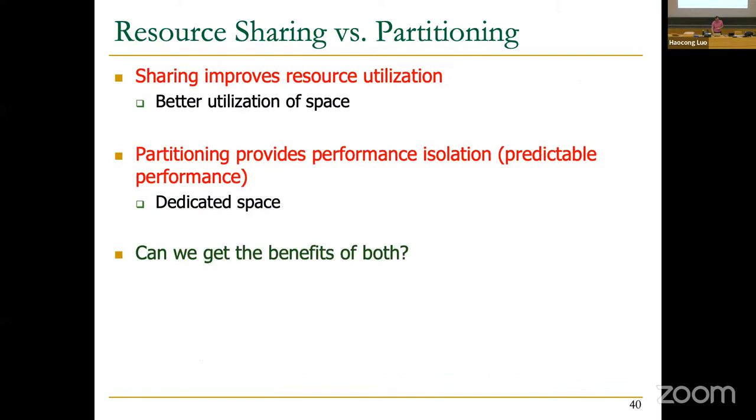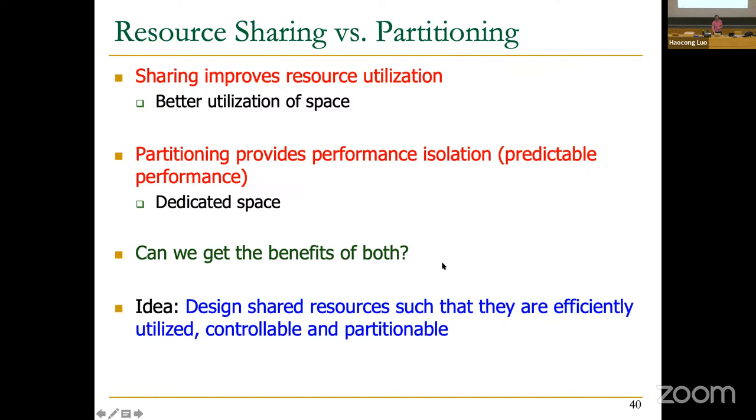Okay, I could go on and on, but unfortunately, we're not going to go into how to do that. Basically, resource sharing and partitioning are at odds with each other. Sharing improves resource utilization, for example, better utilization of space. Partitioning provides performance isolation or predictable performance because it dedicates space to a single thread or a single core. The key question is, can we get the benefits of both? The idea is to have sharing in the resources, but design mechanisms in those shared resources such that they're efficiently utilized, controllable and partitionable. So you need to have mechanisms for controlled sharing essentially.